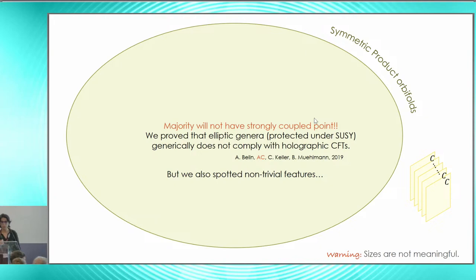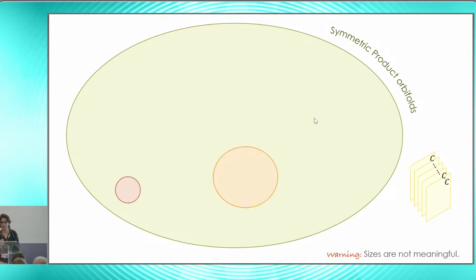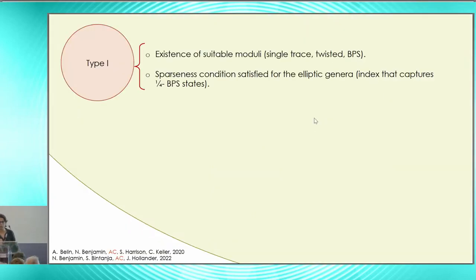But we did spot some non-trivial features here. So it's not all gone, because we know that, for instance, D1, D5 is there. So there should be at least some positive cases. And there's actually two little spots in this space, in this swampland of green. And so the first spot, the red one, is basically symmetric product orbifolds where you do have basically a protected deformation.